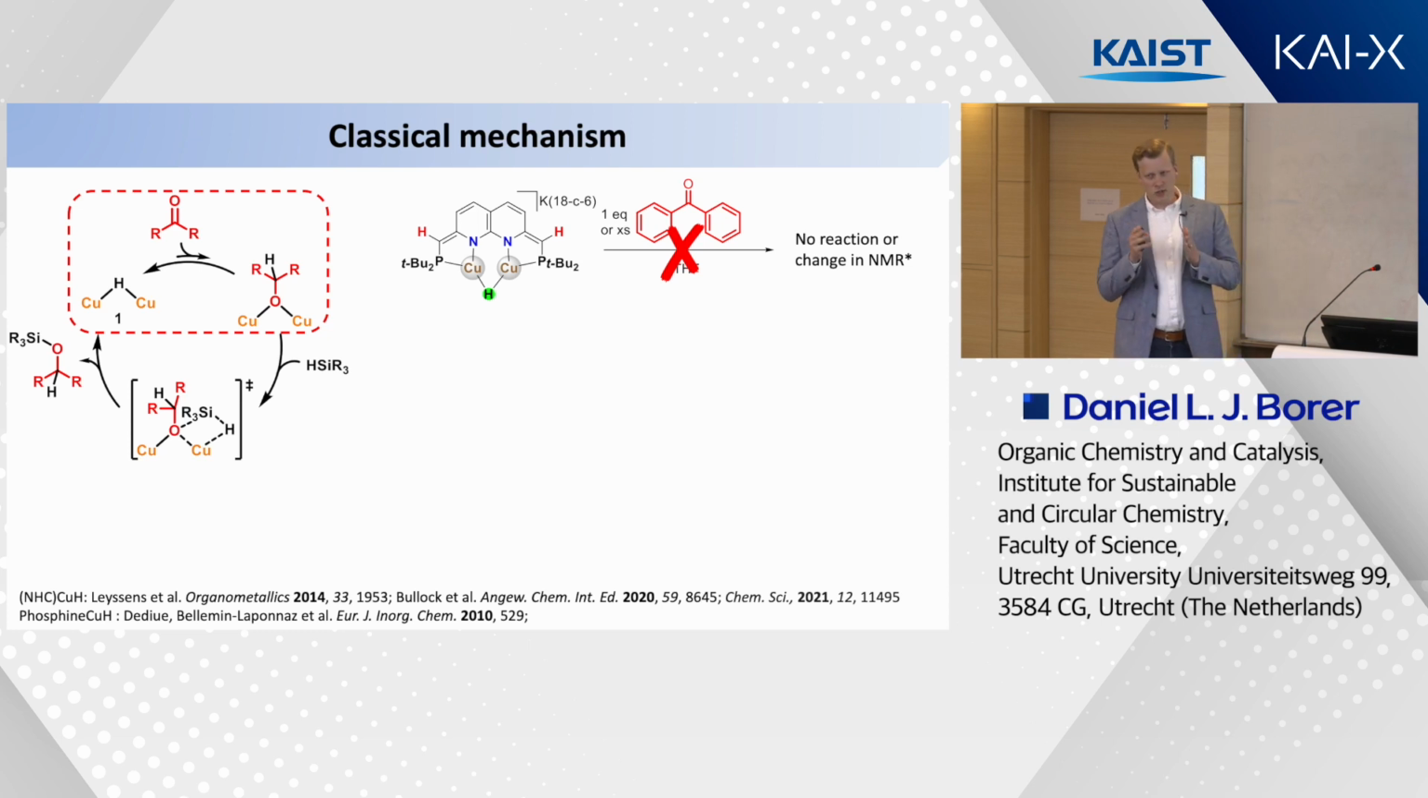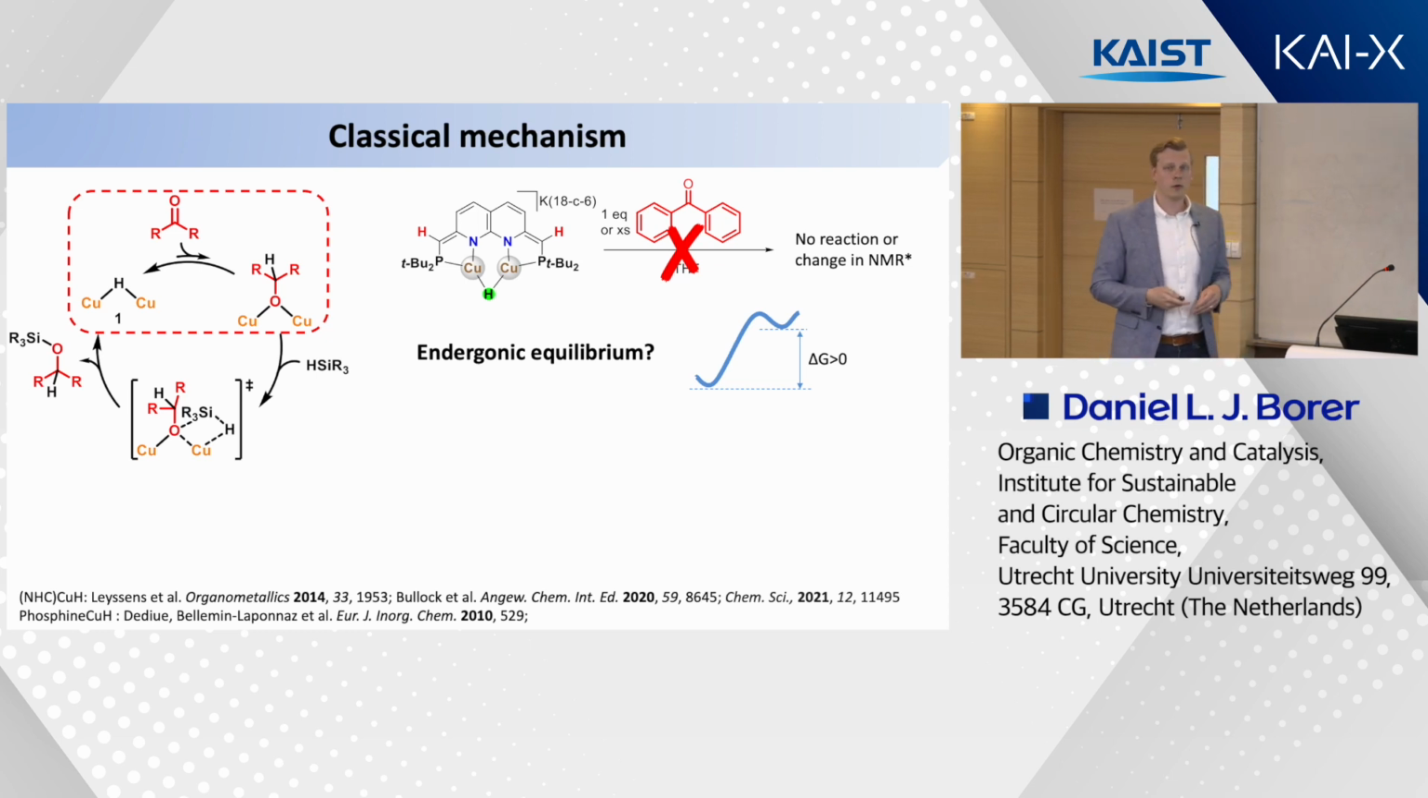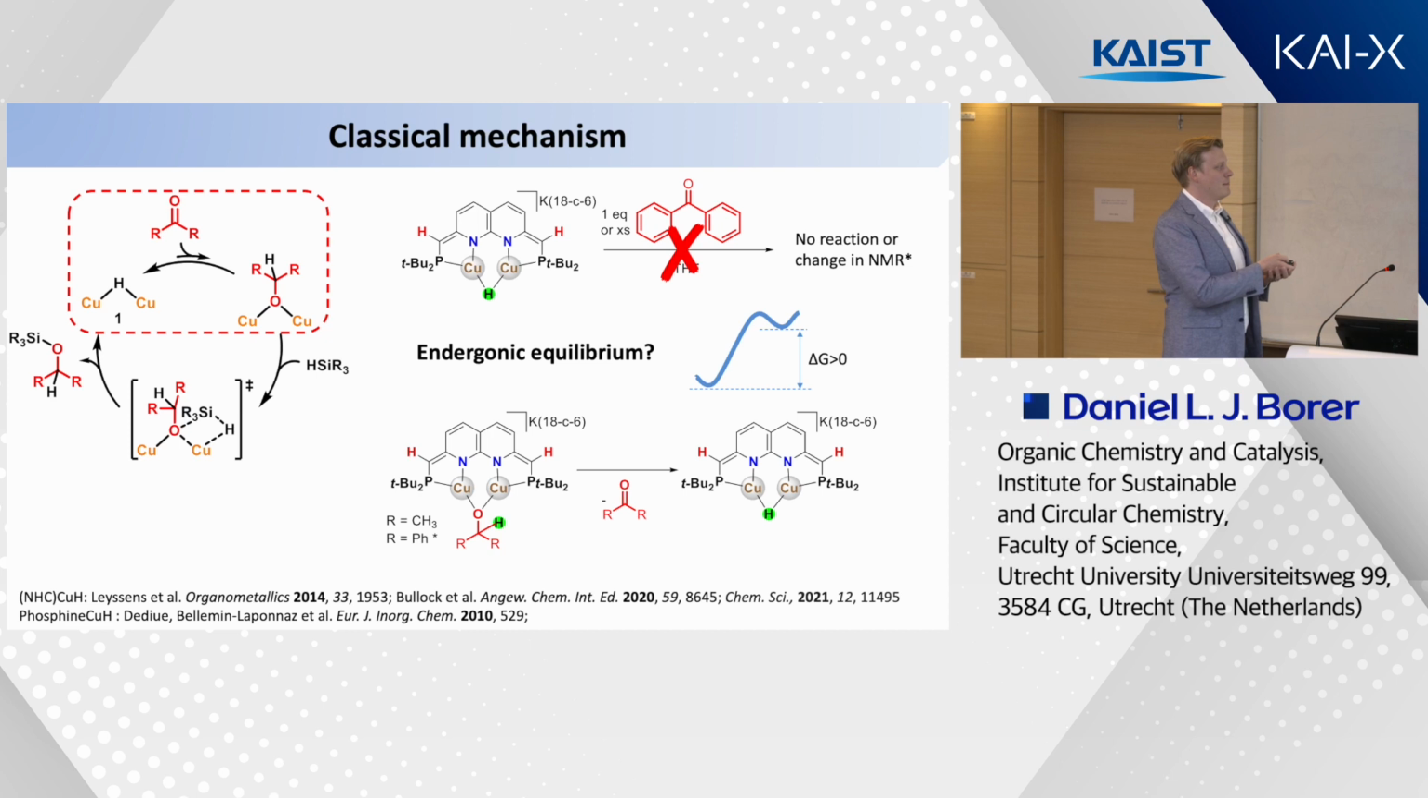But because we did see a tiny shift, we thought perhaps we're dealing with an endergonic uphill equilibrium, where the insertion product is slightly uphill. It is very accessible, but due to the difference in free energy, you don't see it. So, according to the principle of microscopic reversibility, if that is the case, if we would make this species over here, it should readily convert back to the copper hydride. So we spent quite some time making the same compound with a beta hydrogen atom over there. So we figured, well, this should easily do the beta hydrogen elimination, release the ketone, and reform the copper hydride.